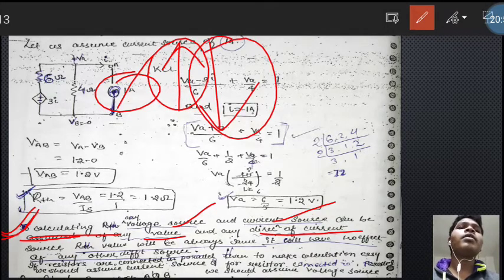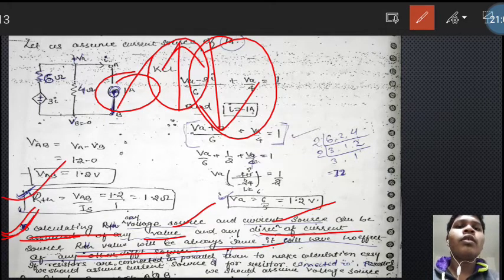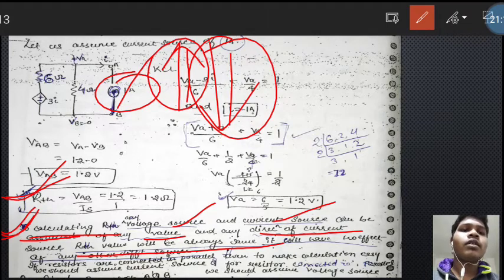So depending upon the direction, the sign can also be changed, and the source resistance RTH value will always be the same. So this RTH value is always the same, whether the current direction is this way or that way. That does not matter.